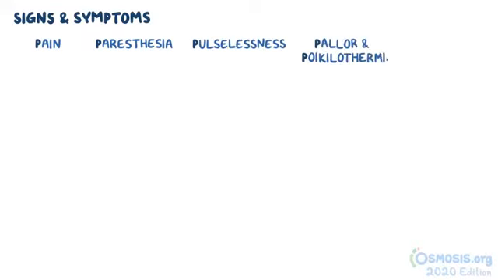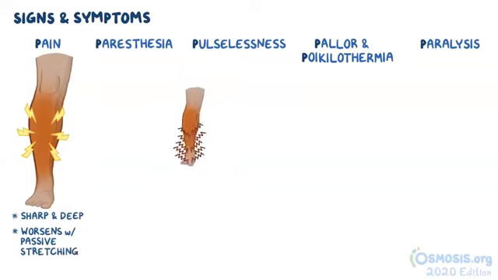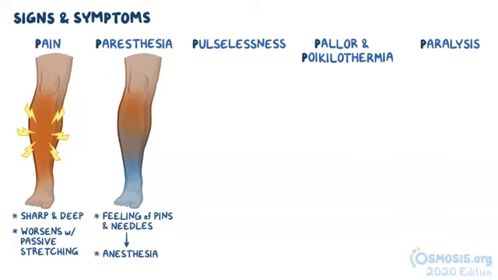Signs and symptoms of compartment syndrome can be remembered as the 6 Ps, which are pain, paresthesia, pulselessness, pallor, poikilothermia, and paralysis. The most common is pain, which is usually described as sharp and deep, and worsens with passive stretching of the affected muscles. Pain is followed by paresthesia, which is an abnormal sensation like feeling of pins and needles or numbness that can even progress to anesthesia or loss of sensation.